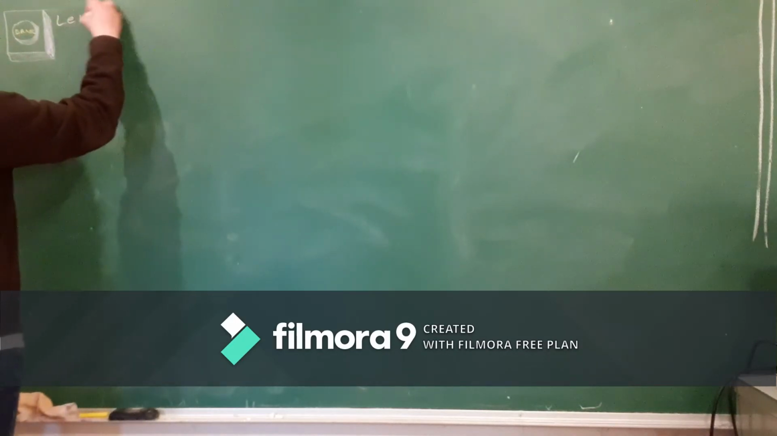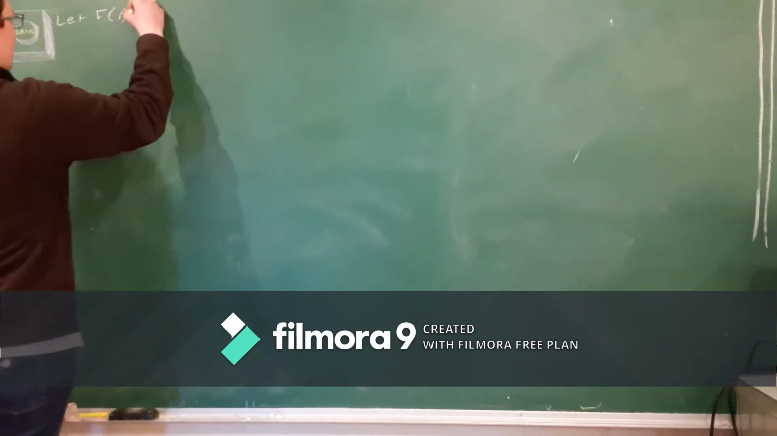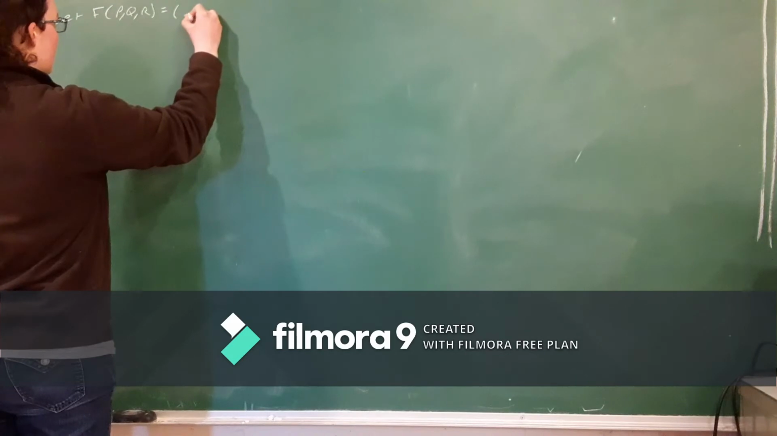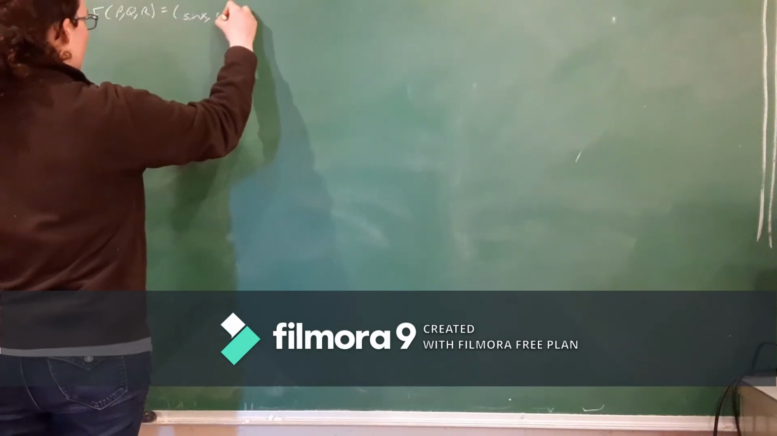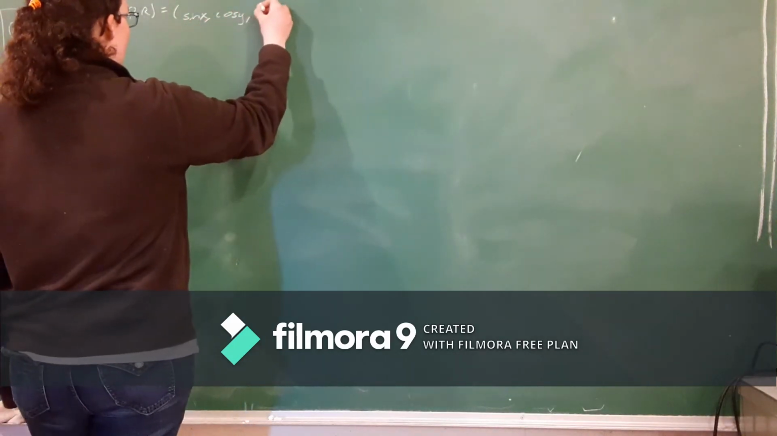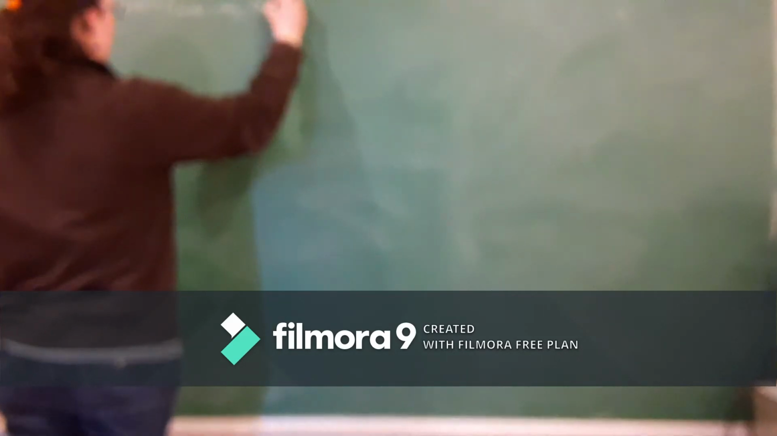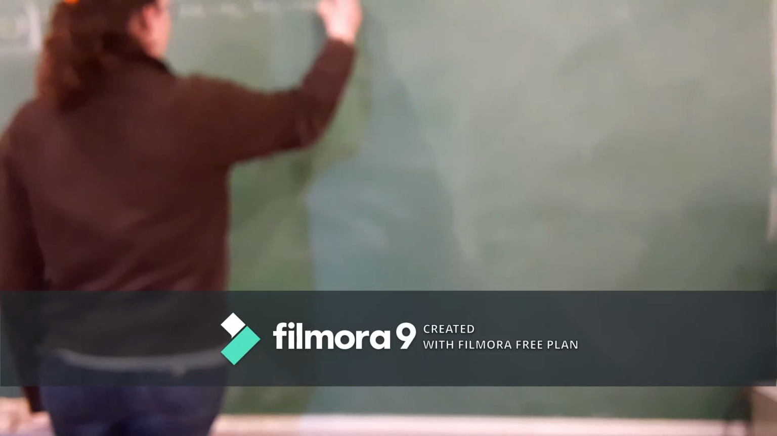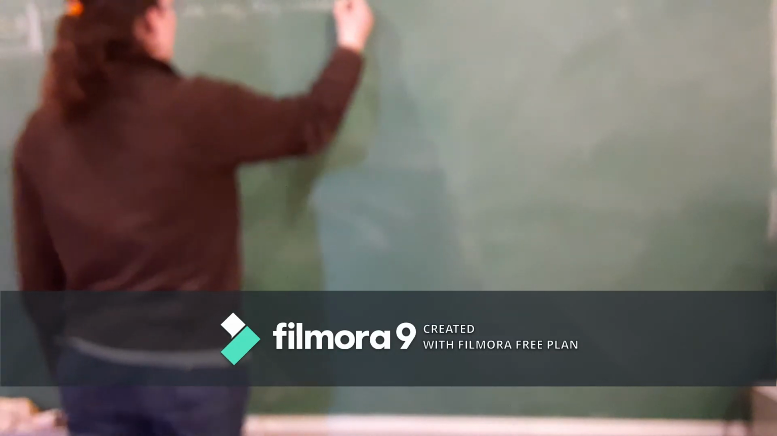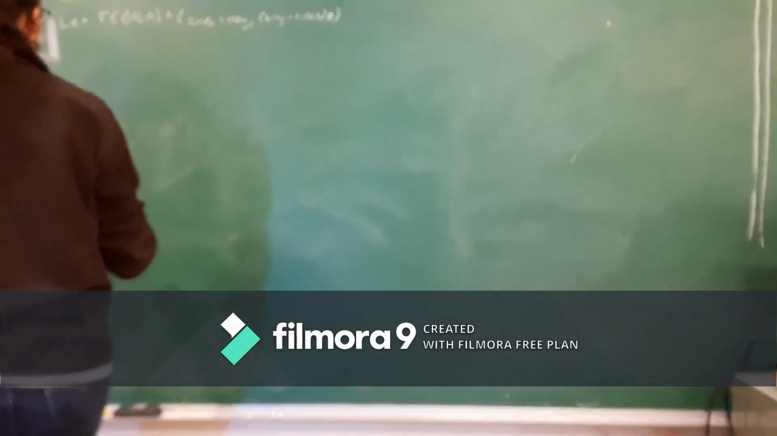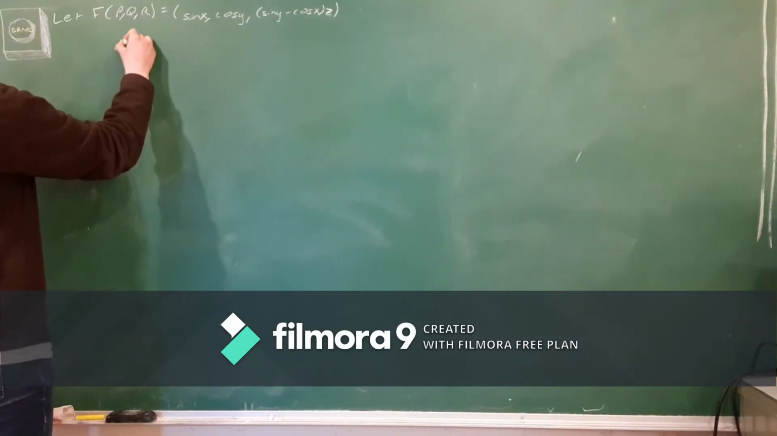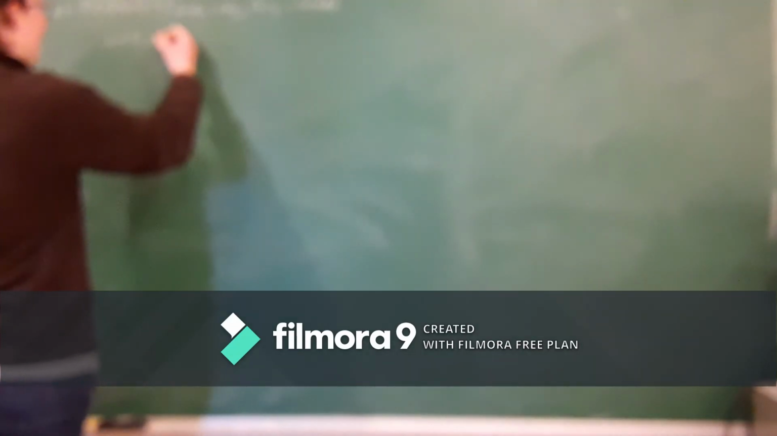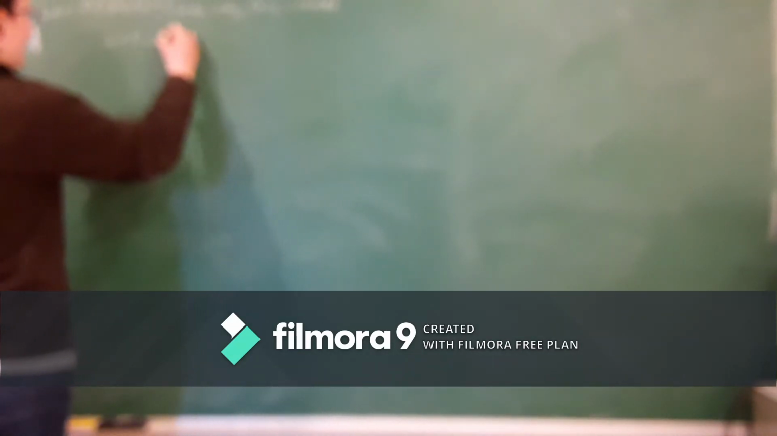Let F(P, Q, R) be equal to (sin x, cos y, (sin y minus cos x) times z). The divergence of F is equal to cos x plus negative sin y plus (sin y minus cos x), which is equal to 0 everywhere.